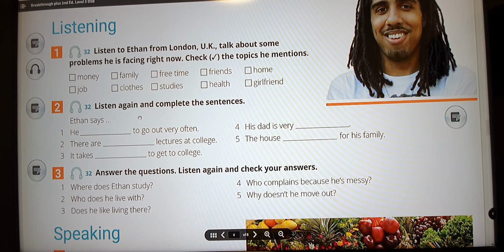Okay, we're going to listen to Ethan. He's from London, which is in the UK. He's going to talk about some problems he's facing right now. It asks you to check the topics he mentions. So if he mentions money, check it. If he mentions job, check it. If he mentions family, check it. If he mentions clothes, check it, and so on. Then it asks you to listen again and complete the sentence. Ethan says he go out very often. So either he goes out very often or he doesn't go out very often. There are lectures at college. Okay, so you have to fill in the spaces.